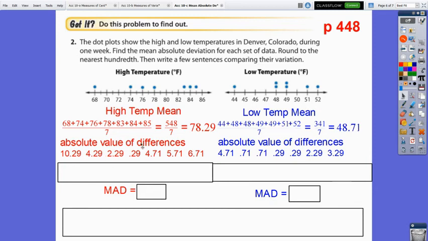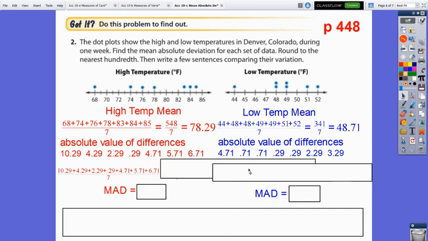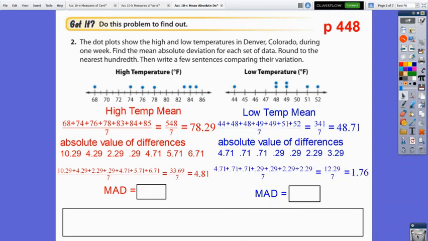Now you find the average of each of these. Add them all up and divide by 7. You should get 4.81. Add all of these up and divide by 7, and you should get 1.76. Those are your mean absolute deviations. 4.81 for the high temperature data, 1.76 for the low temperature data.